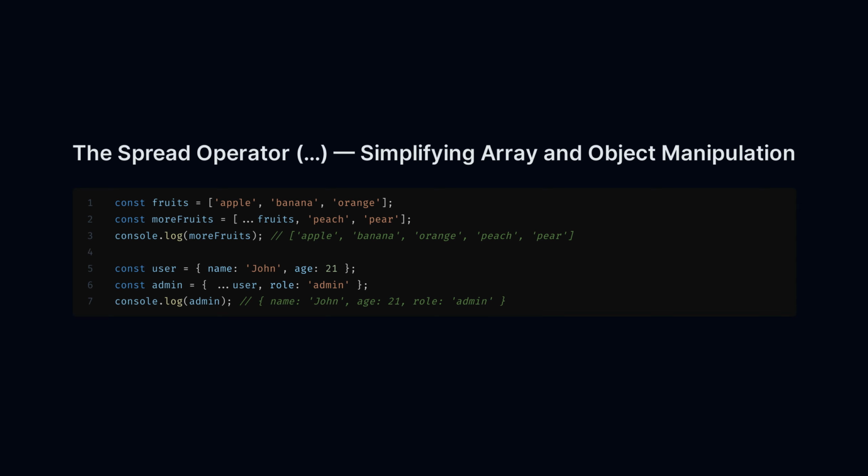As demonstrated on the slide, we use the spread operator to add peach and pear to our fruits array and a role property to our user object. Look how effortlessly we were able to manipulate and manage our collections. Now that's the power of JavaScript ES6+.